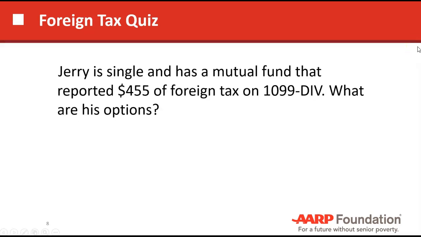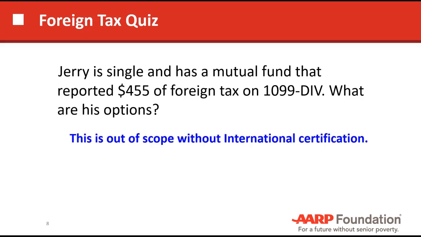Okay, if Jerry is single and has a mutual fund that reports $455 of foreign tax paid, what are his options? Well, this is out of scope for us without the international certification, so we have to refer him to a paid preparer unless somebody at the site has international.